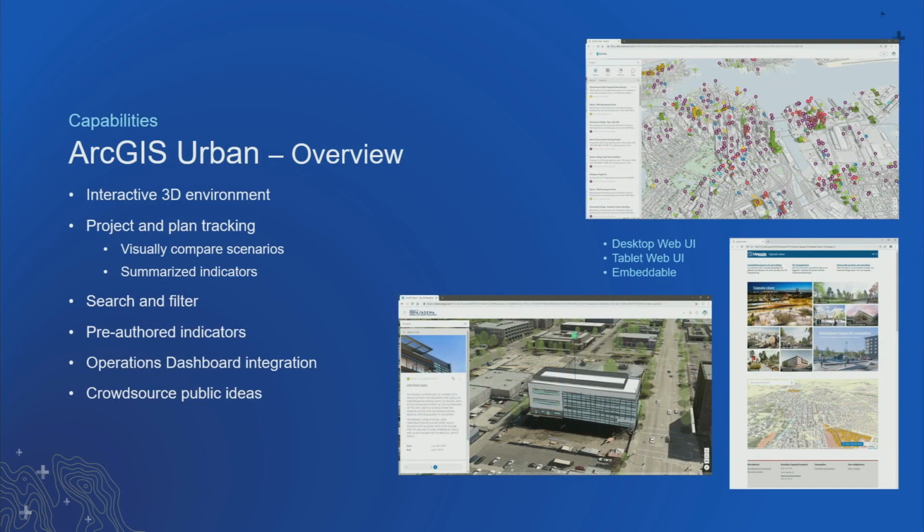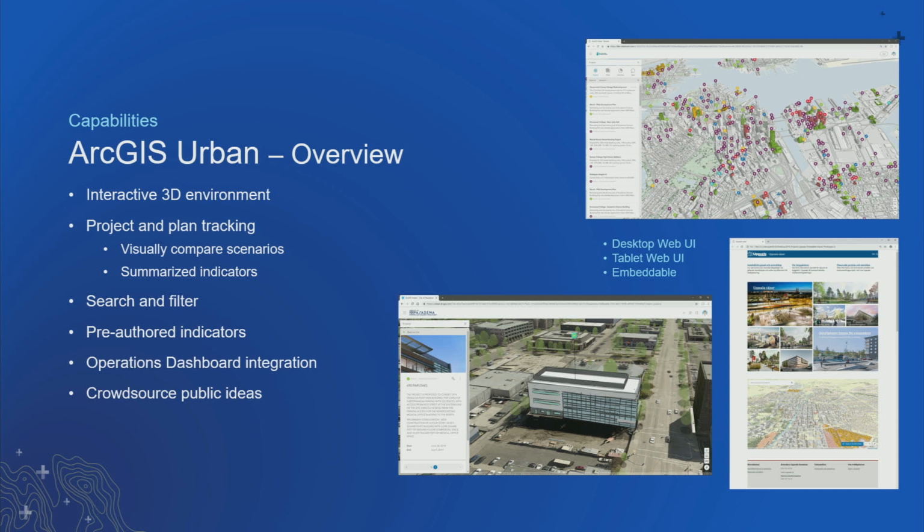So to talk specifically about version 1, what we've included in it. The initial view that Brooks showed was the overview. And this is the interactive 3D environment where you see your plans and projects in context. So all your plans and projects across the city. You can open one of those plans and projects and you can visually compare the scenarios inside of it to try and decide which one is best or create new scenarios.